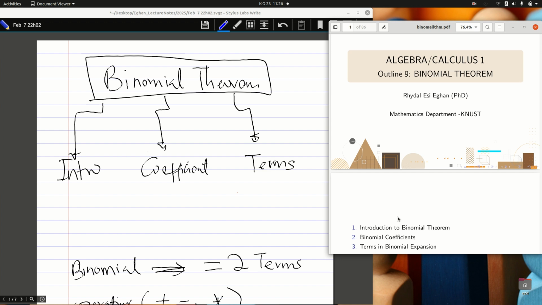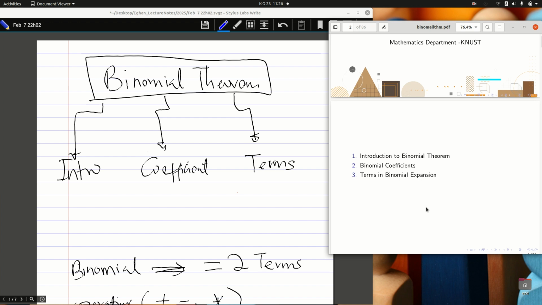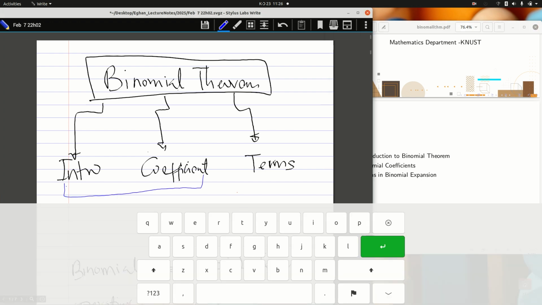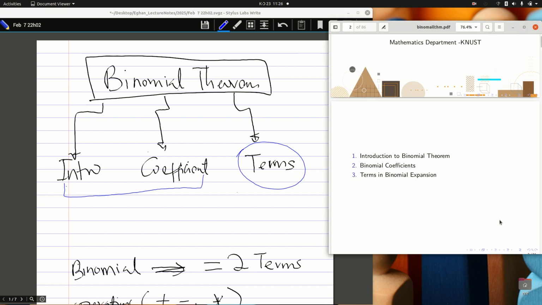Today I'm taking Unit 9, which has to do with the binomial theorem. Again, my name is Reda Lesig, your lecturer for algebra or calculus 1. Under the binomial theorem, we are going to take just 3 sub-outlines: the introduction to the binomial theorem, the coefficient, and the number of terms in an expansion. But with this first video, I'm taking subunit 1 and subunit 2, and I'll take the last video on the number of terms. Thank you very much. So let's quickly look at what we have for the introduction.